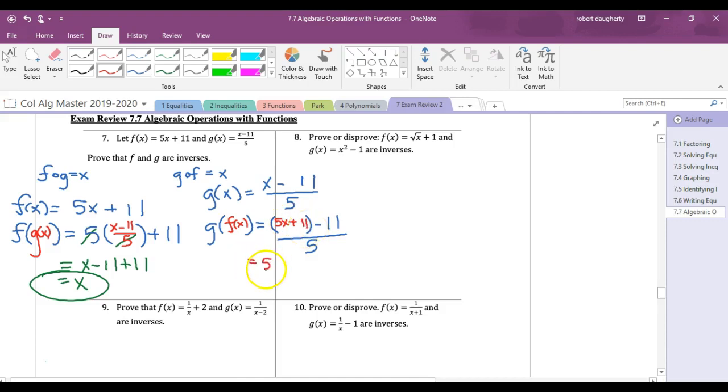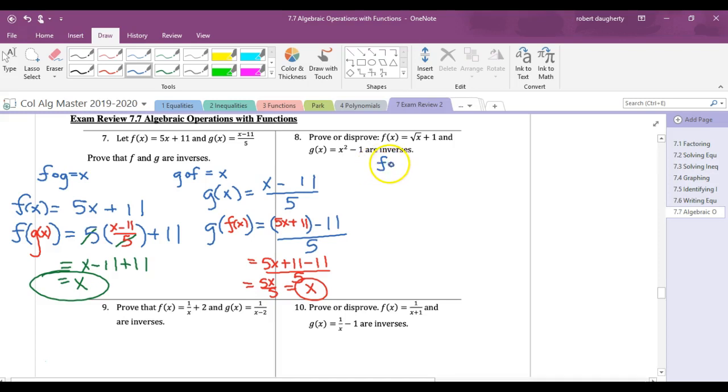So this is 5x plus 11 minus 11 over 5, which is 5x over 5, which is x, and I'm done. Okay? And over here, same thing. Prove or disprove these are inverses. So I've got to do f of g of x and g of f of x.